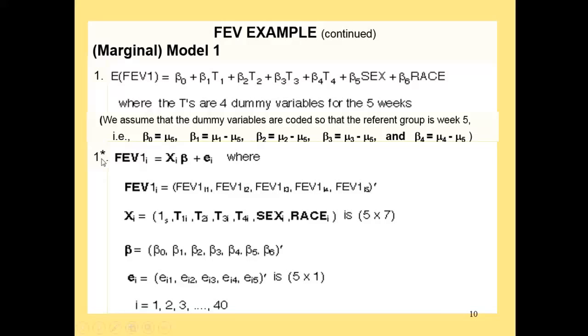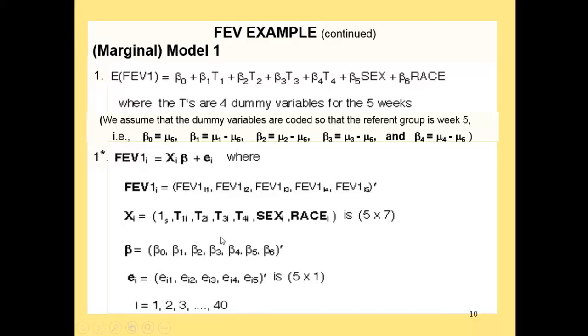So let's talk about model 1 star for a minute here, the matrix notation. So, FEV1i, right here, this bold FEV1i, this is a column matrix. You see it's written as a row for ease of putting it on the slide, but you've got this little apostrophe here, and that means transpose. So a row becomes a column. So this is a column matrix of the 5 responses for each subject, FEV1i1, FEV1i2, so on and so forth.